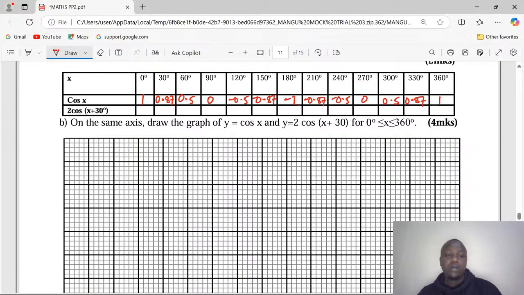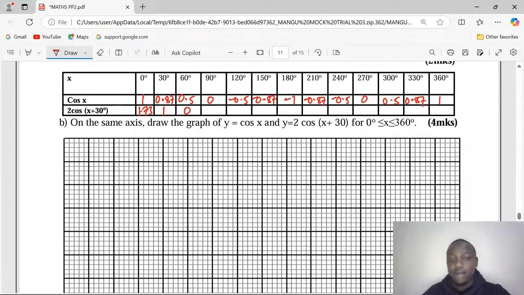Now in the other row, we are going to fill in 2 multiplied by cosine of (x plus 30). So for example, we start with x is 0. So 0 plus 30. We need the cosine of 30, then multiplied by 2. That will give us 1.73. The cosine of 30 plus 30, so cosine of 60, then times 2, that will give us 1. The cosine of 60 plus 30, that's the cosine of 90 times 2, it just remains as 0.